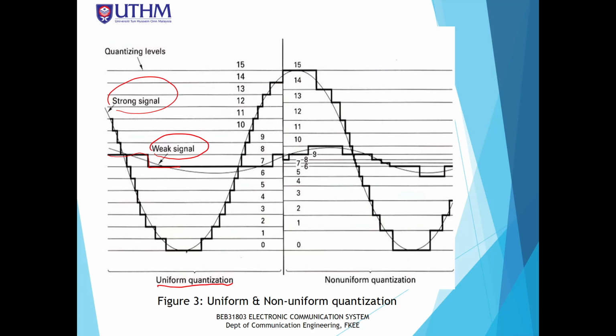So what happens with the non-uniform quantization? You see that the step size is adaptive based on the input. If the input is a strong signal, we're going to have a bigger step size. When it is a weak signal, you're going to see that the step size becomes smaller. So we can quantize the weak signal more accurately.